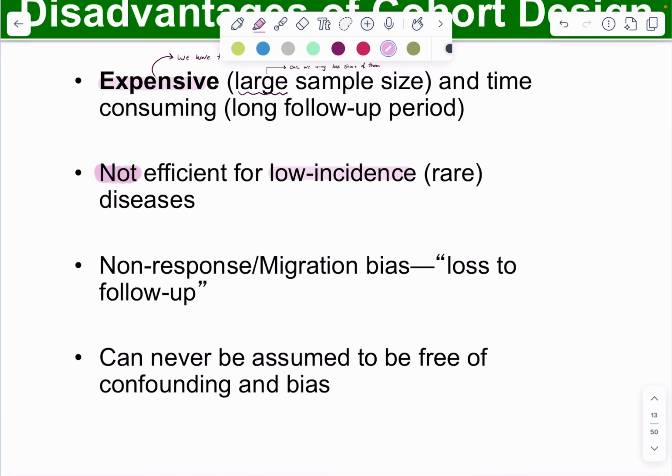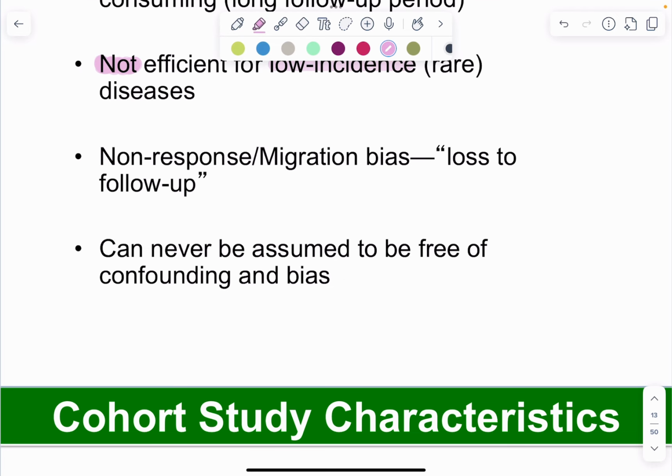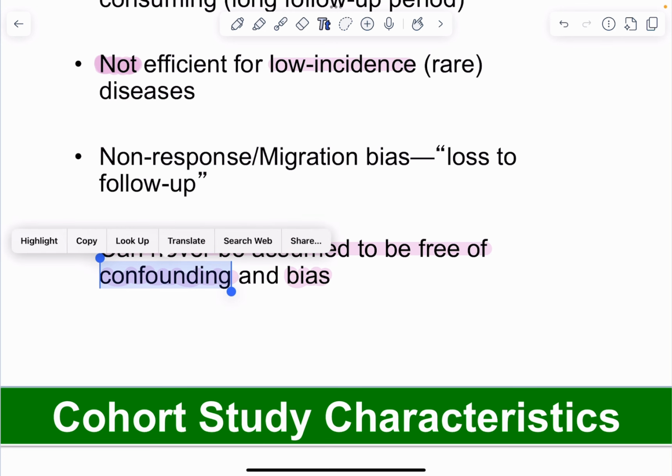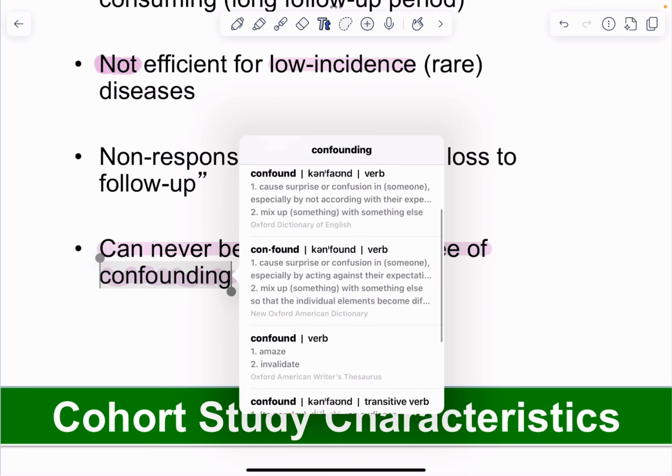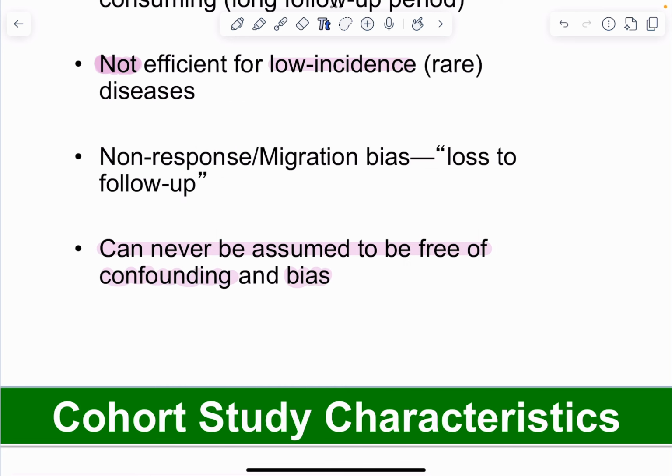It can never be assumed to be free of confounding and bias. Confounding and bias, you have a full-fledged lecture with Prof. Manel. She will explain it well. But here, I can just tell you in simple words: bias is everything about the design and how you executed the study. If something is wrong with the choice of the study, the execution, how you did it, or the analysis, this can produce bias.